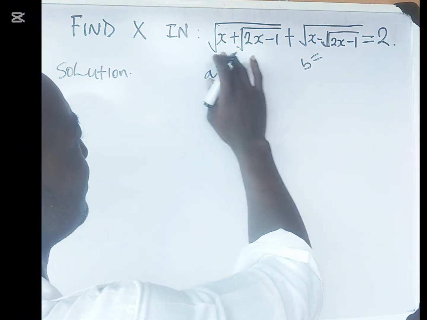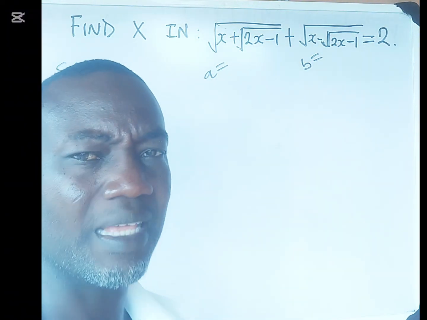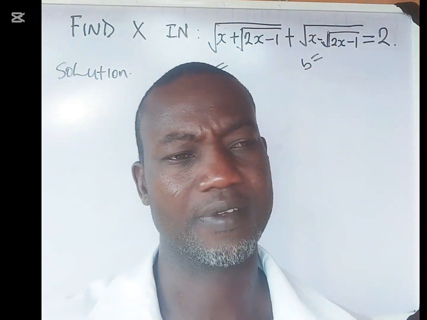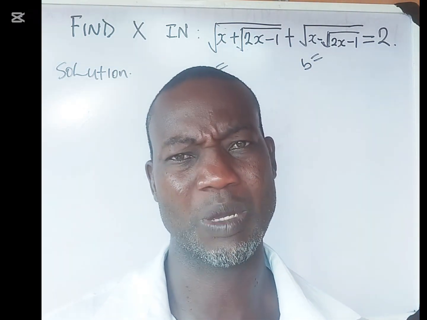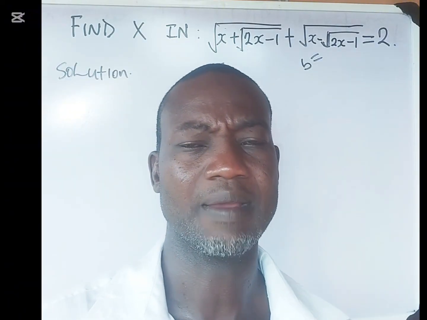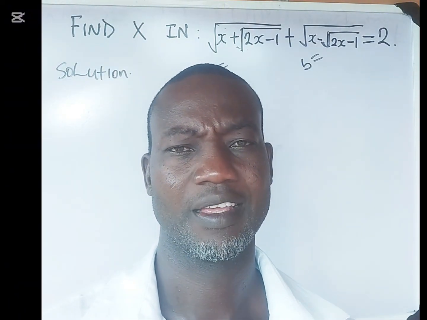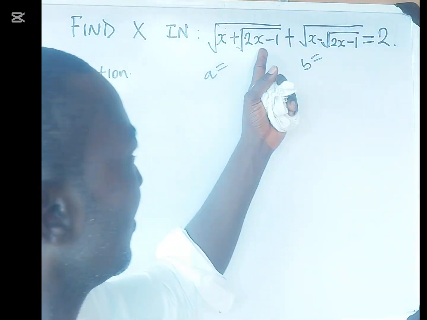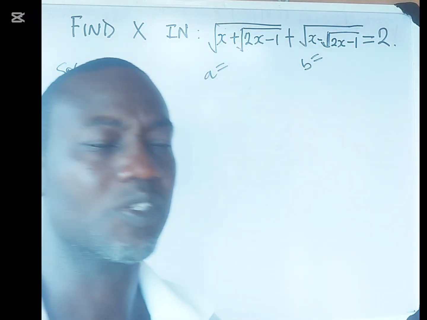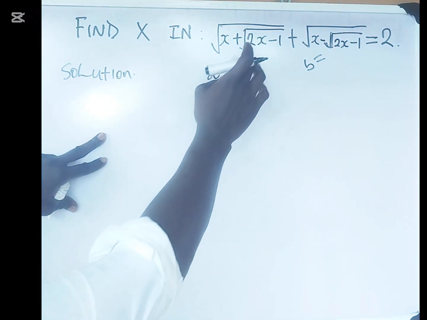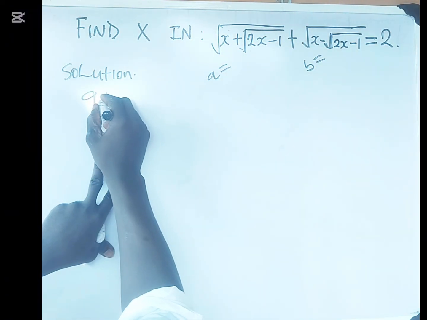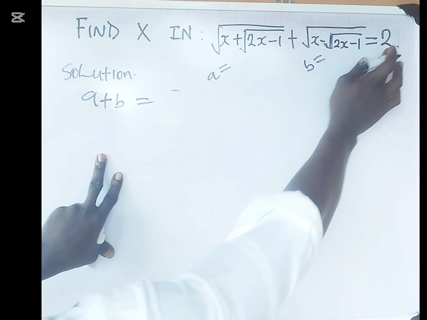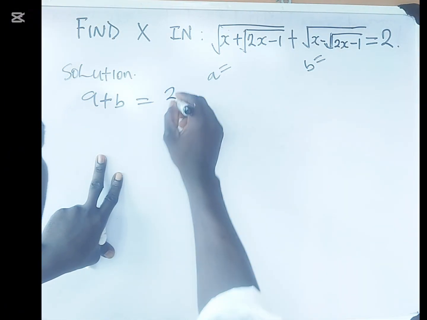So I'm now going to rewrite my question, but now in terms of A and B. The reason is that there will be a lot of multiplication and expansion, so I want to use A and B so it will be easy for us. Then later on, we can substitute the values back into A and B. So let's do it. This equation becomes A plus B is equal to 2.